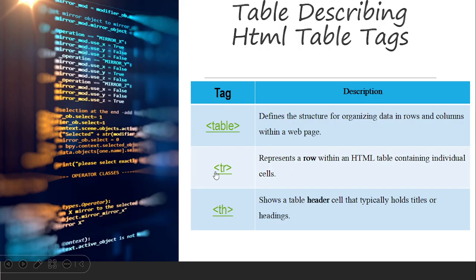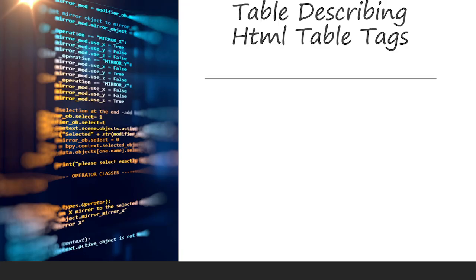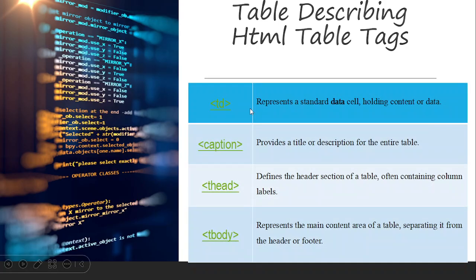Then we have the table row. This tag is shown like this, TR. It represents a row within an HTML table containing the individual cells. So that's the table row. Then there's the table head with the tag like this, th. This shows a table header cell that typically holds the titles or the headings of the given table. Moving on, then we have the TD, that is the table data. It represents the standard data cell holding the content of the data.